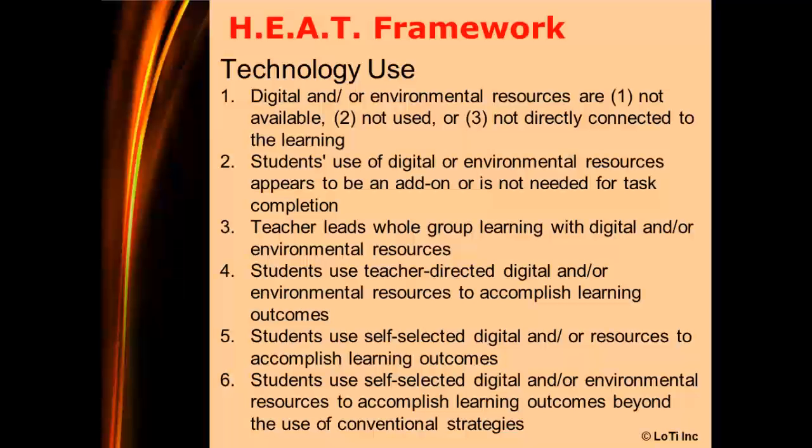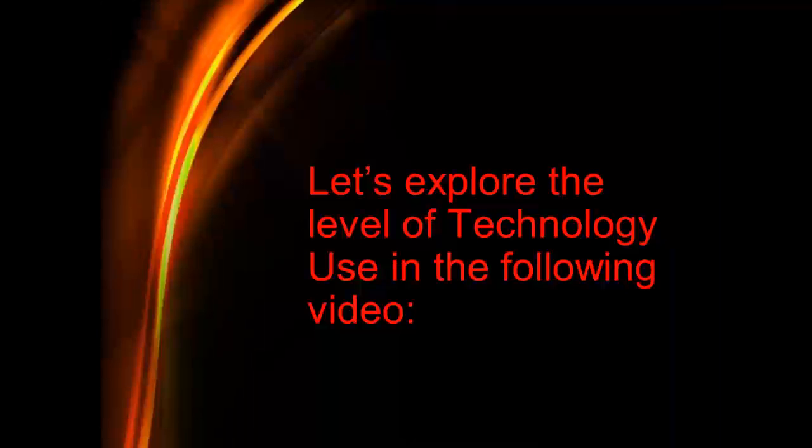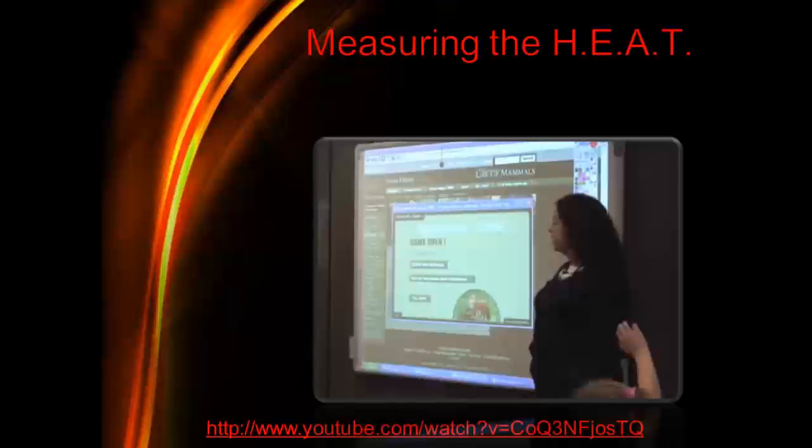The look-fors for the technology use connect directly back to who is choosing what they will use. For example, did the teacher give the students two choices? Are the students choosing the technology they need at the time they need it in the same way they would use a pencil? Or is it being isolated from a lesson in a lockstep, teacher-driven way? Let's explore the level of technology use in the following video. Please stop the HEAT orientation video to show this classroom video based on the Promethean board.